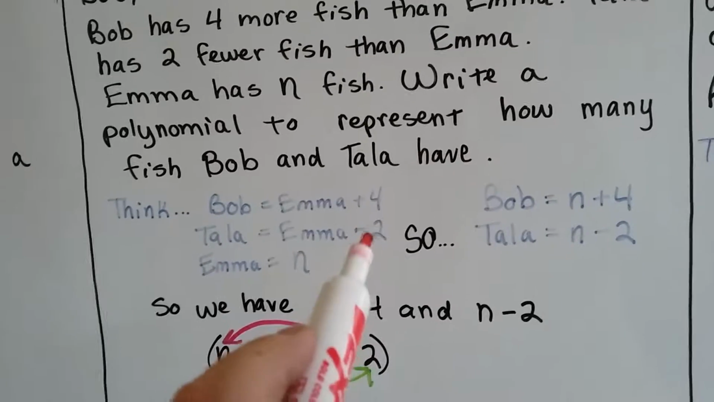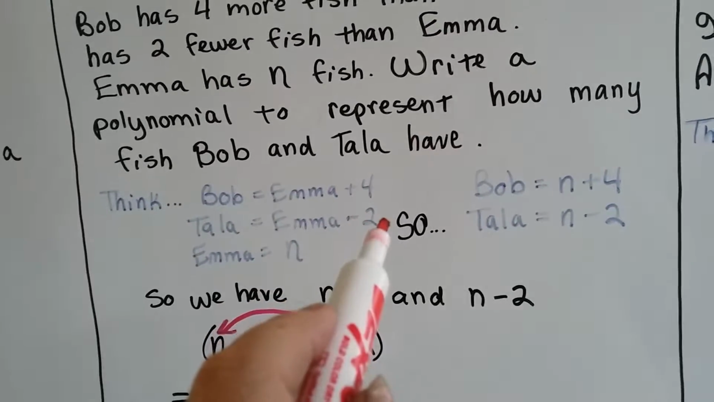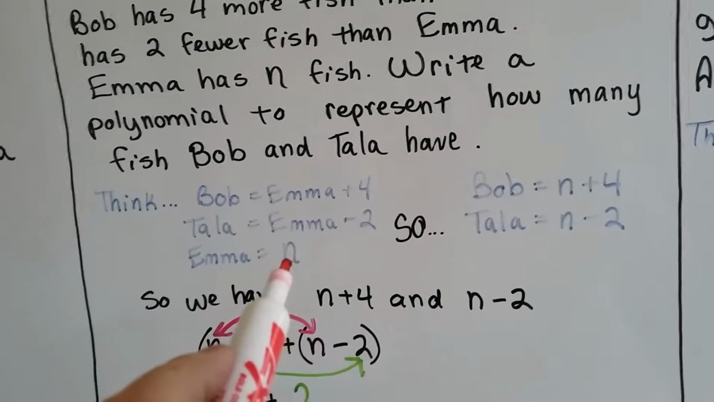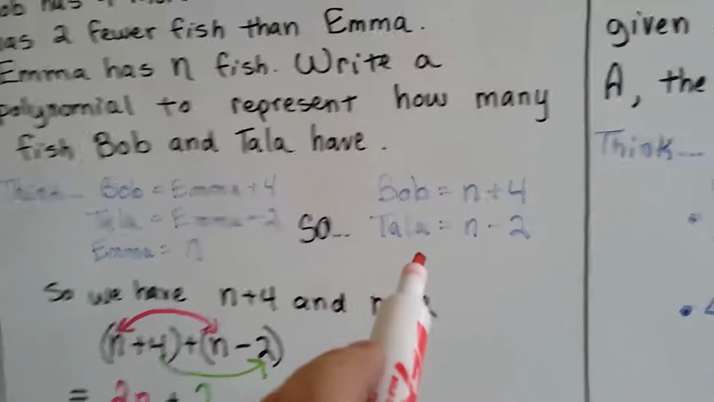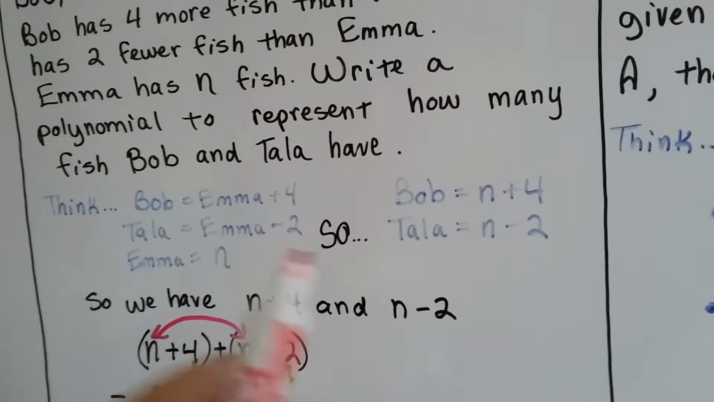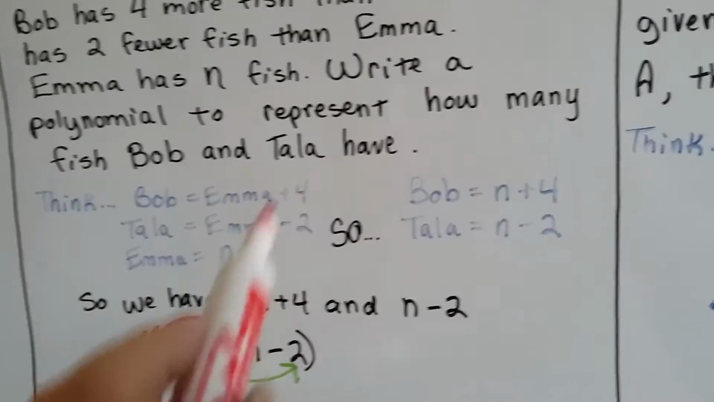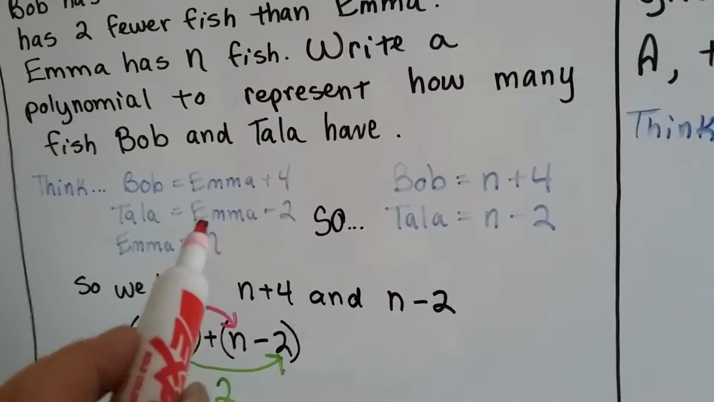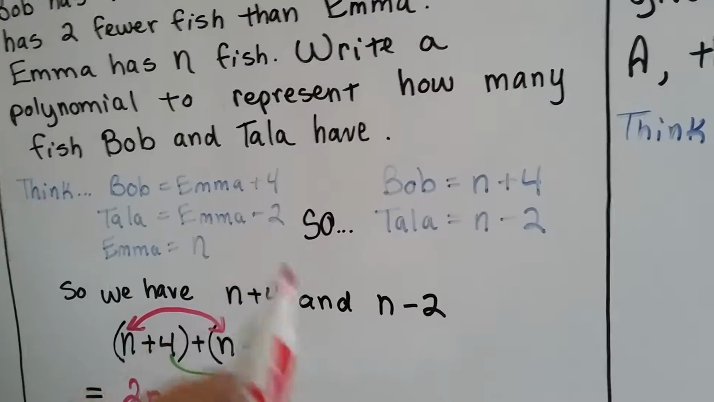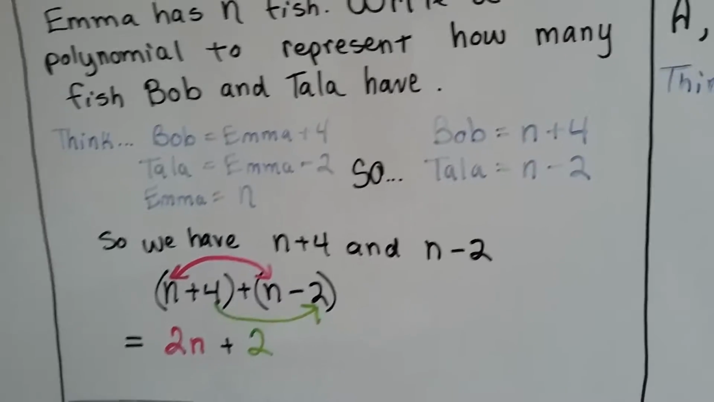Tala is 2 less than Emma. So she's equal to Emma's amount minus 2. And since Emma is equal to n, we can then think, then Bob is n plus 4 because Emma is n. See? So instead of writing Emma plus 4, we can say n plus 4. And if Tala is Emma minus 2, she's now n minus 2. We now have our equation.